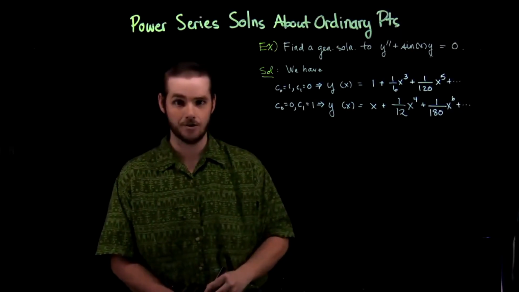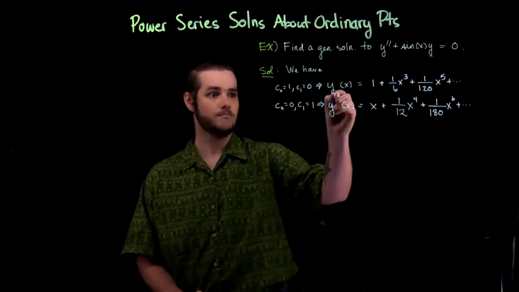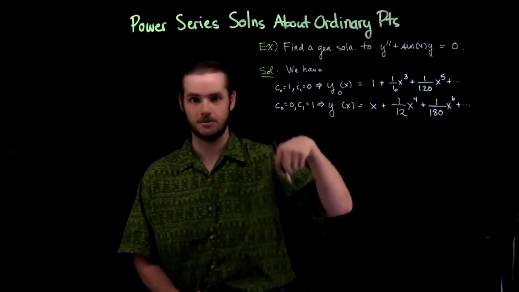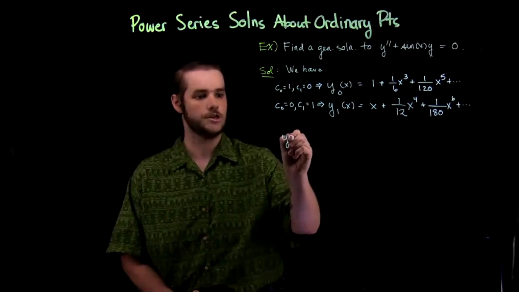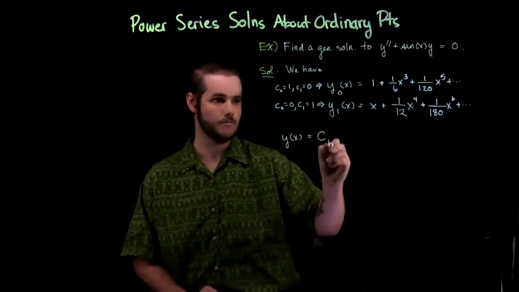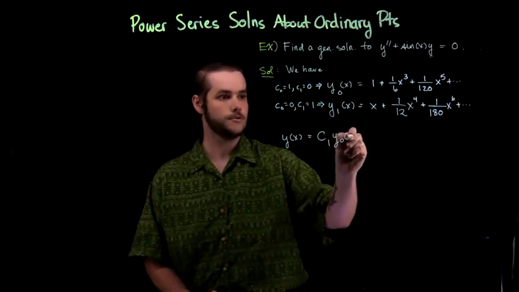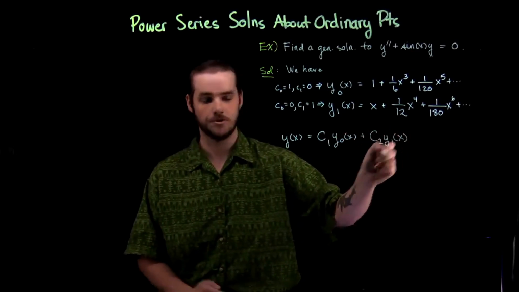So what I just found were 2 linearly independent power series solutions. Maybe I'll call this y0 since c0 was 1, and y1. And now I know that the general solution is a linear combination of these 2 by the principle of superposition.